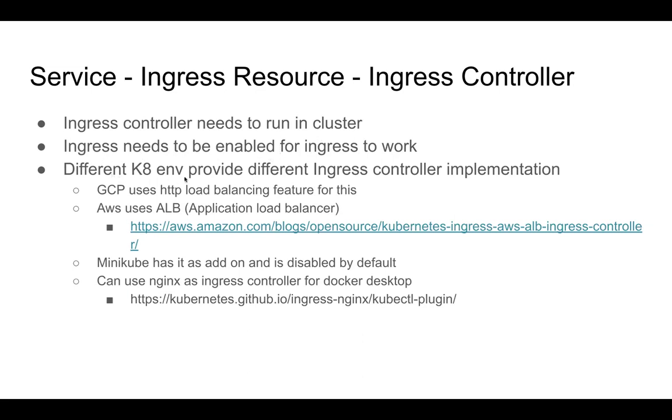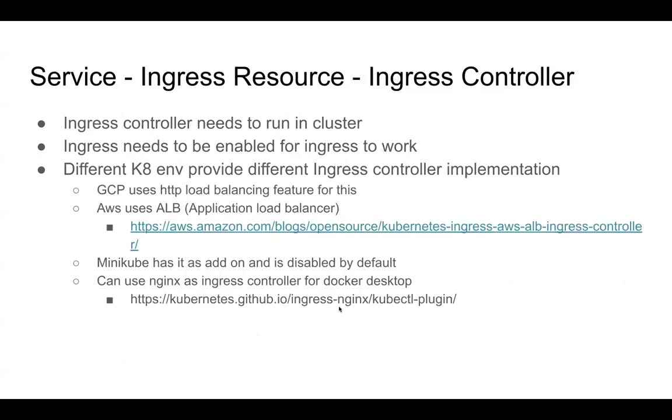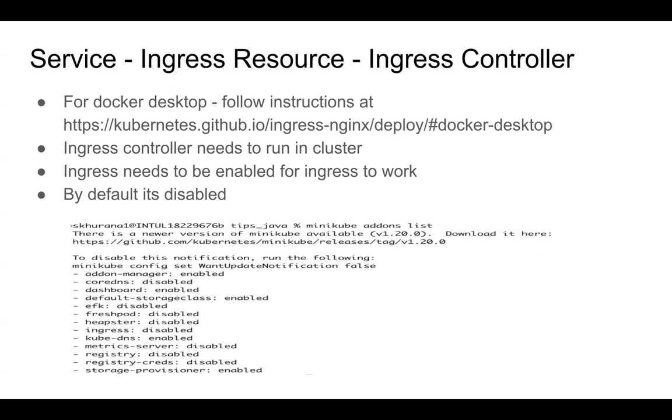Now, different Kubernetes environments provide different ingress controller implementations. Google Cloud provides an HTTP load balancing feature for this. AWS uses the application load balancer, and you can see the example of this: a Kubernetes ingress, the AWS ELB ingress controller. For Minikube, there is an add-on. You can use Nginx as the ingress controller for Docker Desktop, and these are the instructions you can follow. So this sort of covers accessing the services from outside the cluster.